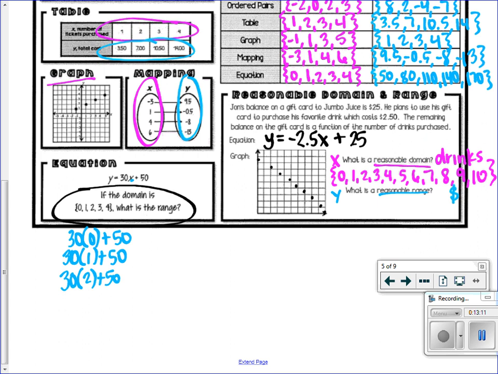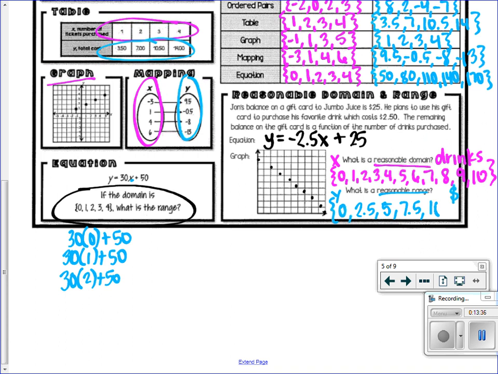What's the smallest amount of money that he's going to have on his card? $0.25. Okay. And what's the next amount of money he might have? 25. No. 2.5, because each drink is $2.50. So he could be completely out of this gift card with $0. He could have $2.50 left. He could have $5 left.